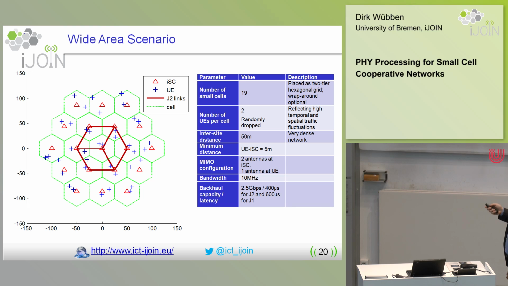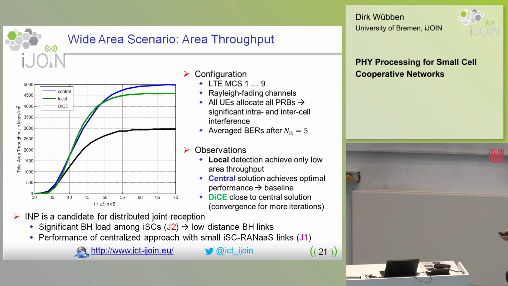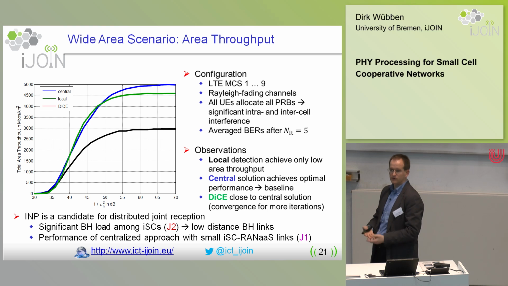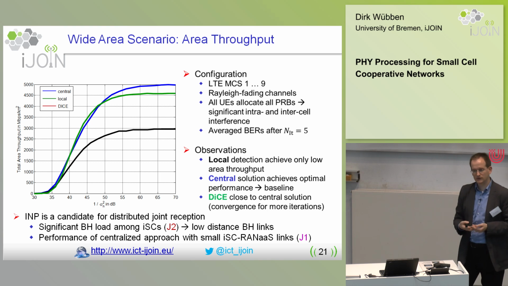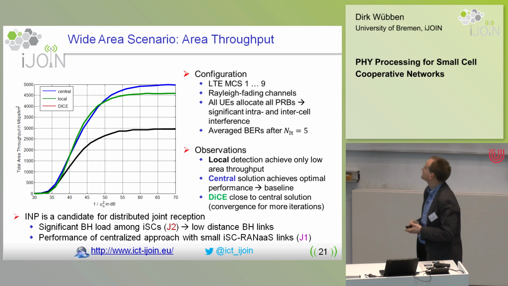These small cells have a distance of 50 meters, and we have 2 antennas at each ISC and 1 antenna at each user. And this leads then to these corresponding area throughput gains for this given geometrical scenario. Here we see for LTE MCS between 1 and 9, so all the different MCS are used. And we are assuming that all the users use all the physical resource blocks, so we have strong interference between the different users in one cell, but also among the cells.